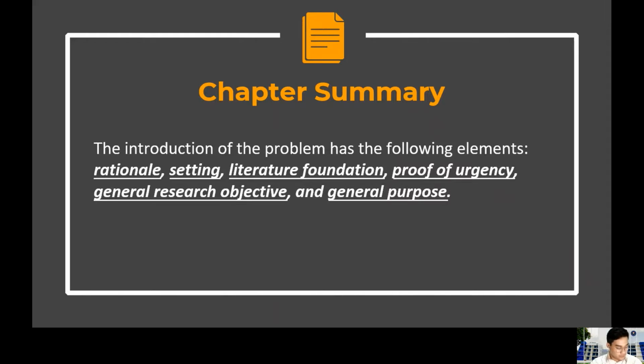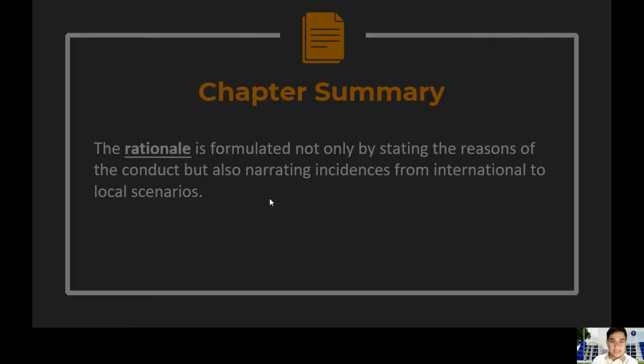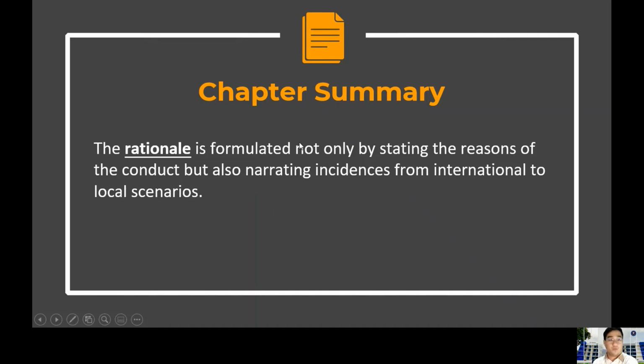Okay. So for the introduction also, we have what is the rationality of the problem, what is the setting of the problem, what is the basic literature foundation of the study, how serious is the chosen research problem, what is the general objective of the problem, and what is the overall purpose of the problem. So again, we already have it here, the introduction of the problem has the following elements. So let's describe them one by one.